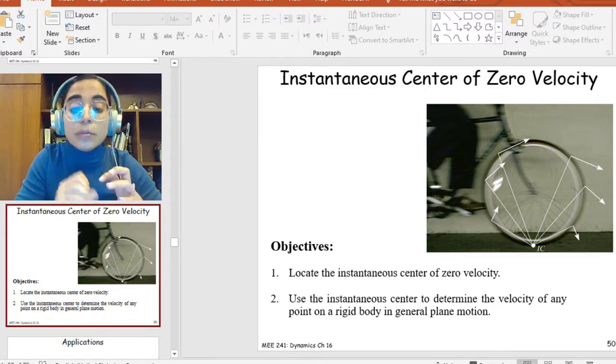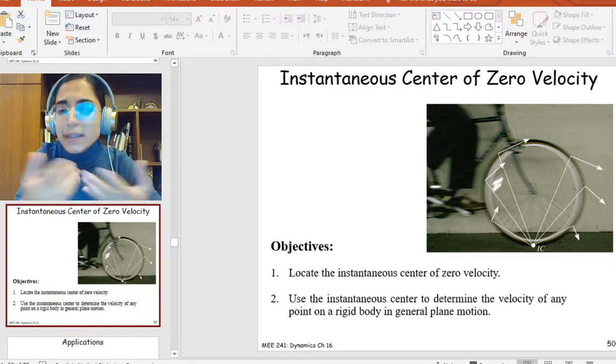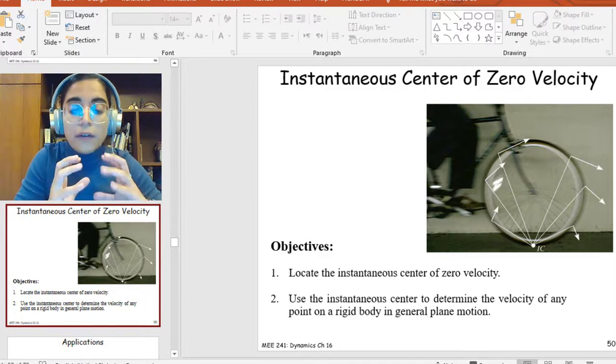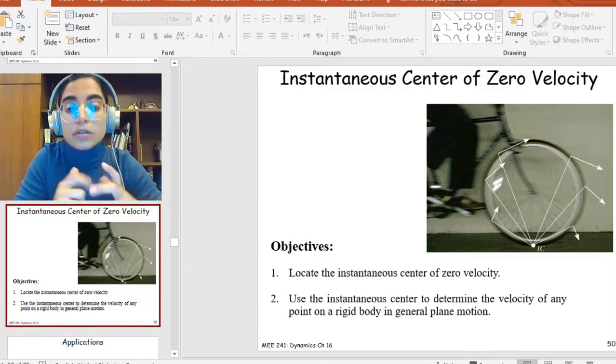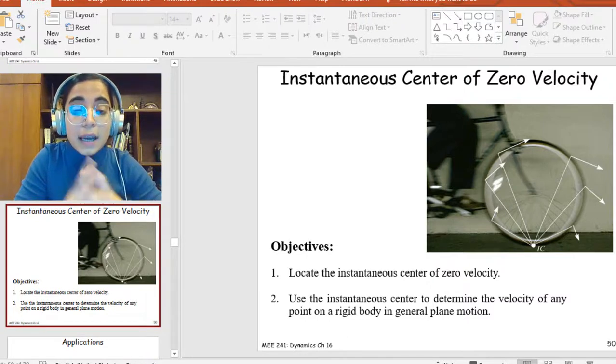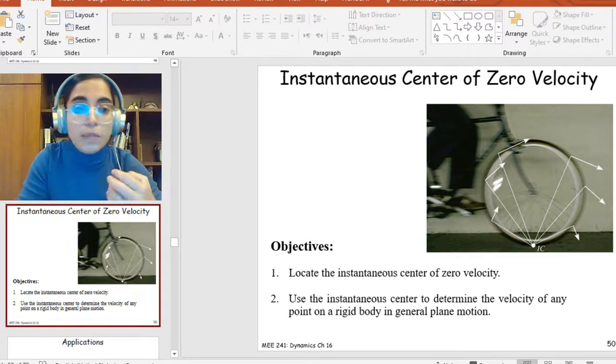In this lecture, we're going to talk about and define the instantaneous center of zero velocity. So what is the instantaneous center of zero velocity, and why is it useful to use it in rigid body? If I want to explain the importance of such center, I'm going to go back a little bit to the general plane motion for rigid body.